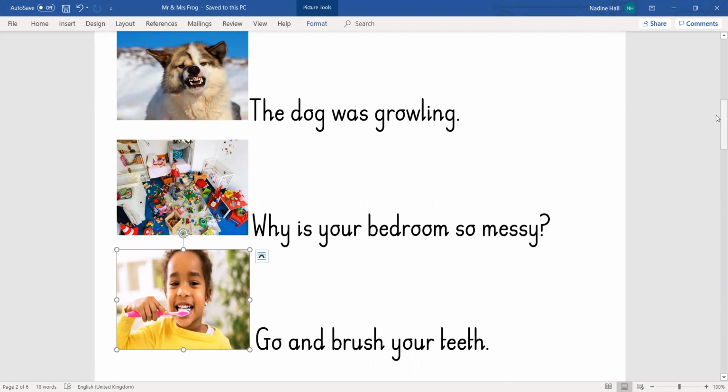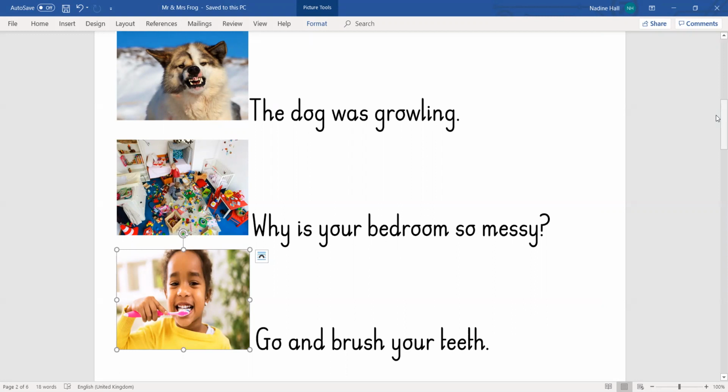The middle one is a question. It says, "Why is your bedroom so messy?" Questions will start with a question word like what, who, how, where, or when, and they usually end with a question mark.